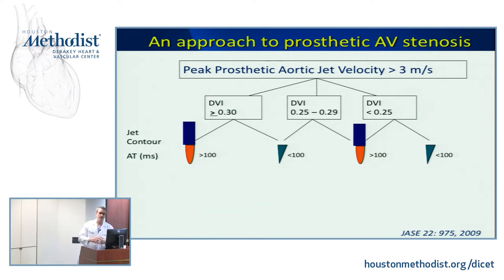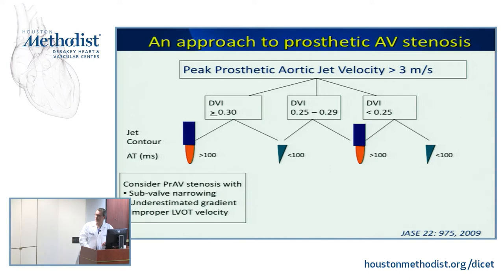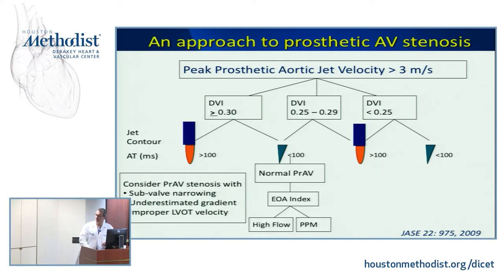And this is a hierarchy of what data do you look at first. So you look at the CW, as we typically do. If it's more than 3 meters, that's flagging you that I've got to look for other things. If the DVI is normal on the far left, then you have to look at the contour. Is it maybe just a high flow state? If the DVI is very small on the far right, you're leaning more towards obstruction, and you look at everything else. And this just takes you through the algorithm.